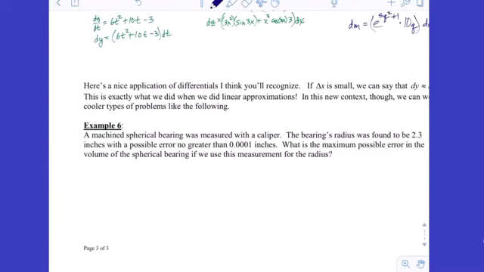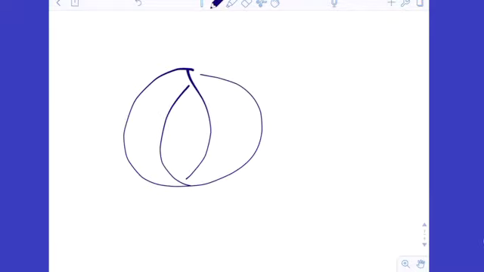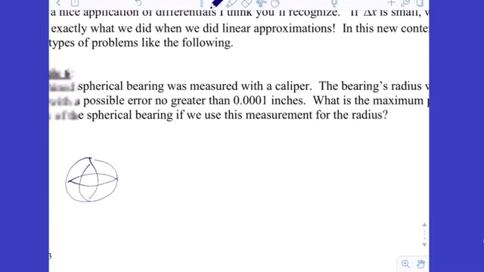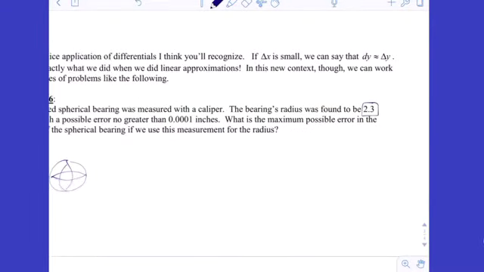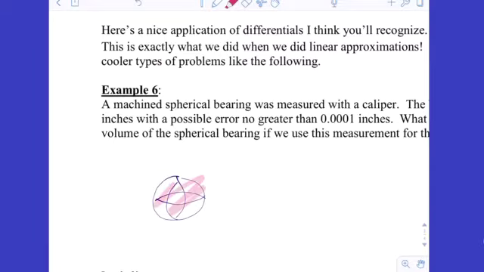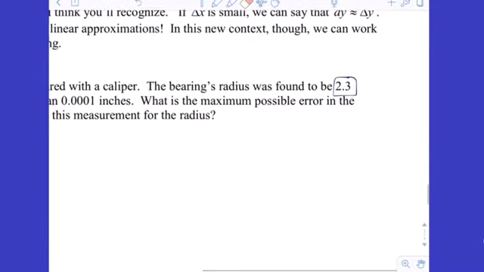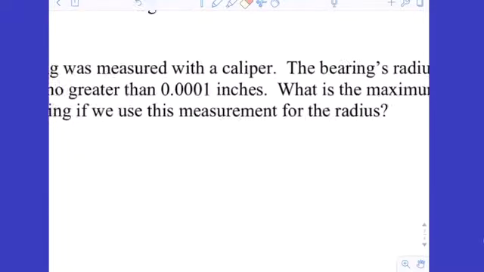Okay. Example 6. A machined spherical bearing was measured with a caliper. So you have a company, you make round bearings, and they need to be within a certain tolerance to be acceptable. You can measure them with a caliper, which measures the diameter, and the bearing's radius was found to be 2.3 inches, with a possible error no greater than 0.0001 inches. So that's your margin of error.